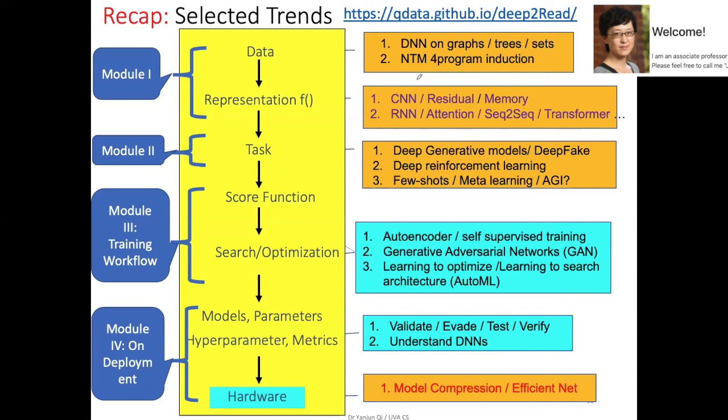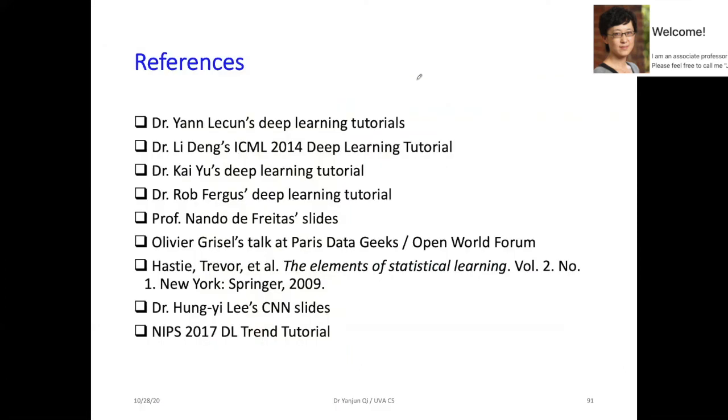I think I covered everything I want to cover. So there are totally 10 trends, and you can segment them into 4 modules and 7 orthogonal variables. And these are the references, and I think I'm done.